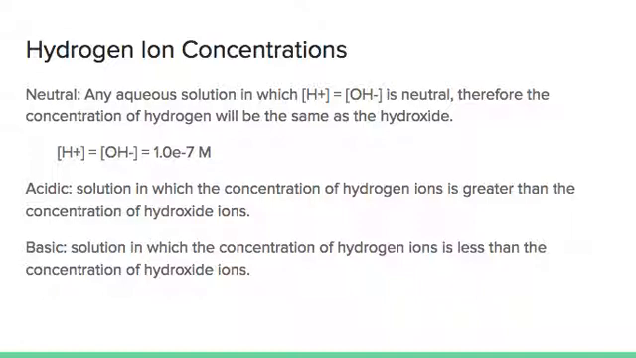As for an acidic solution, the concentration of hydrogen ions is greater than the concentration of hydroxide ions. So the concentration of the hydrogen would be greater than the hydroxide. And then for basic solutions, it would be the opposite of that. So the hydrogen ions would have a lesser concentration than the hydroxide ions.